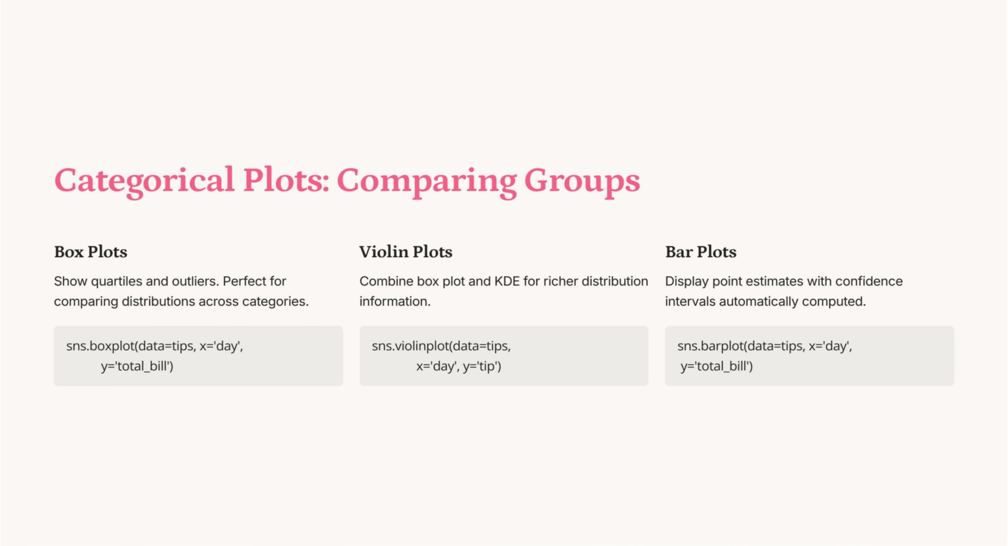Categorical plots like box, violin, and bar plots are essential for comparing groups. Box plots reveal quartiles and outliers, ideal for distribution comparisons. Violin plots merge box plots with kernel density estimation for richer insights. Bar plots automatically compute point estimates with confidence intervals, offering a clear view of categorical data trends.